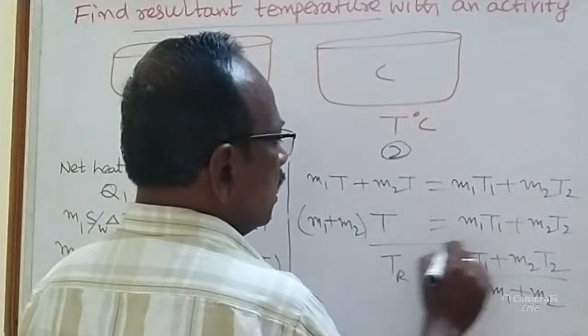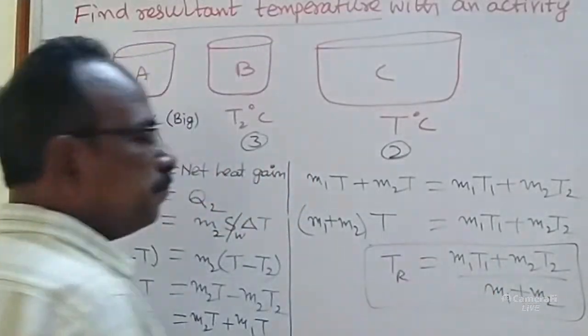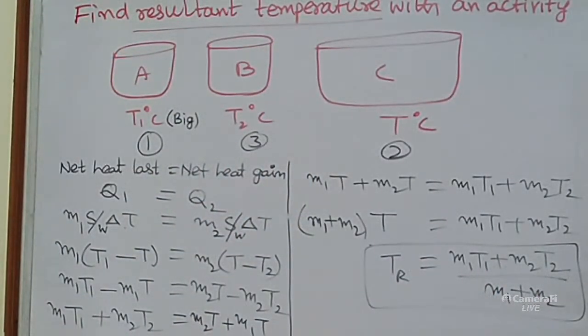This one is TR, the resultant temperature. So this one is the resultant temperature formula. Resultant temperature formula. So this one will be completed, which means we can go to one more topic.